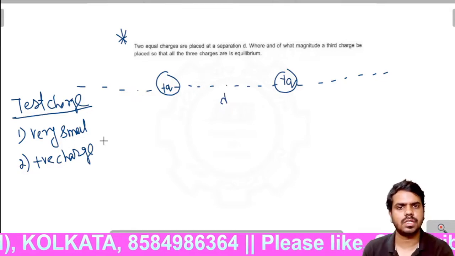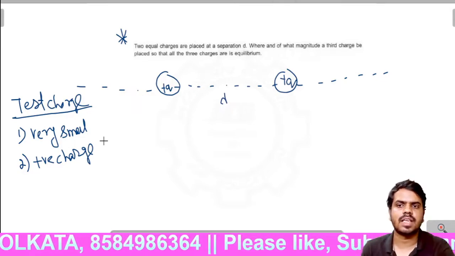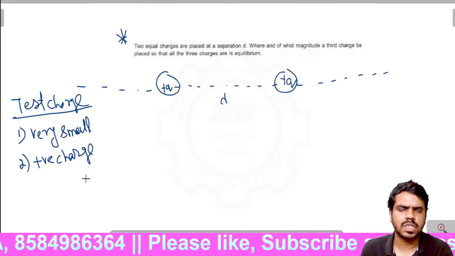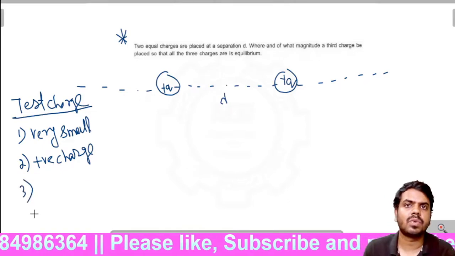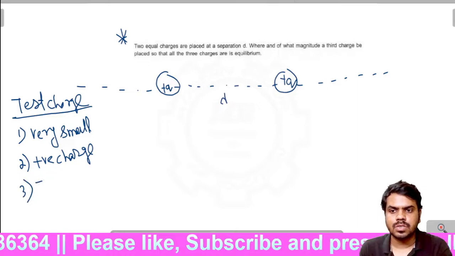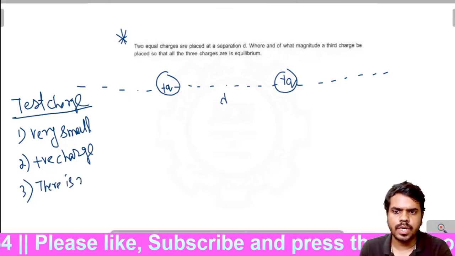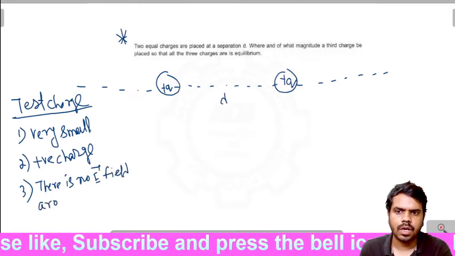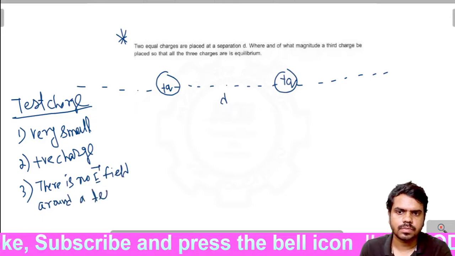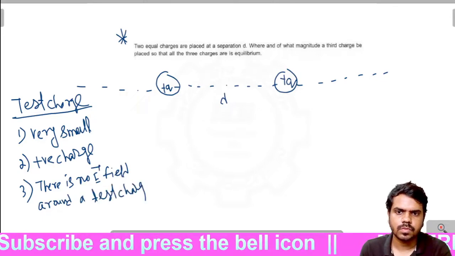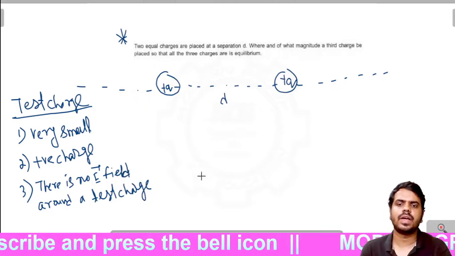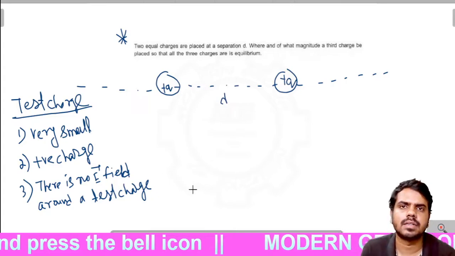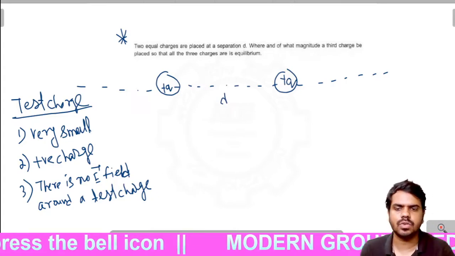You have to take some assumption to find the electric field. So this is the assumption: the test charge is a very small and positive charge. And there is a third property, which is very important: there is no electric field around a test charge. Around the test charge there is no electric field.